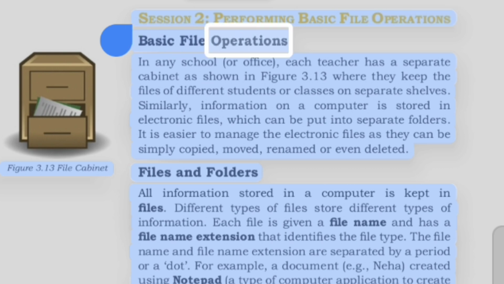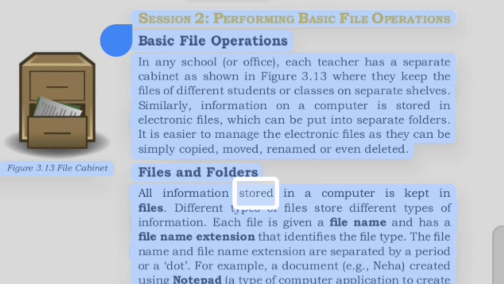Basic file operations. In any school or office, each teacher has a separate cabinet as shown in Figure 3.13 where they keep the files of different students or classes on separate shelves. Similarly, information on a computer is stored in electronic files, which can be put into separate folders. It is easier to manage the electronic files as they can be simply copied, moved, renamed, or even deleted. Figure 3.13 File Cabinet.